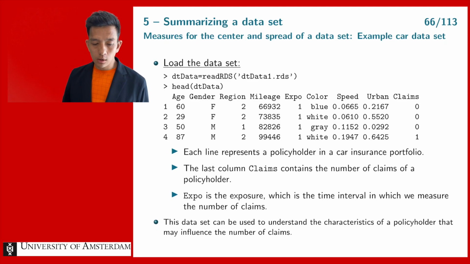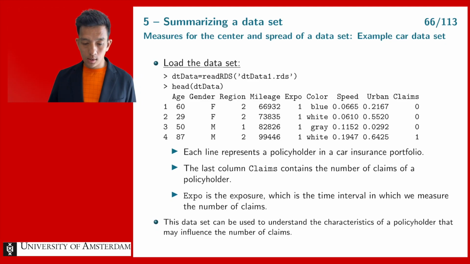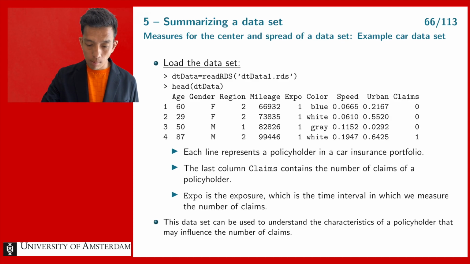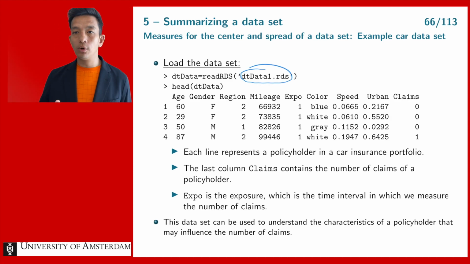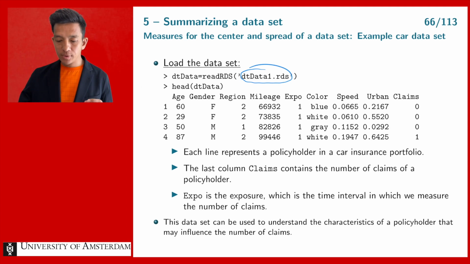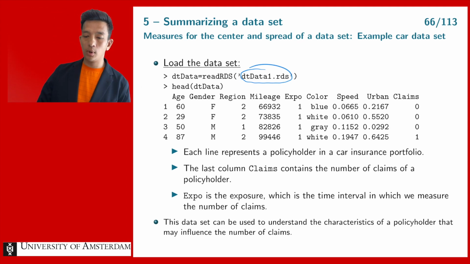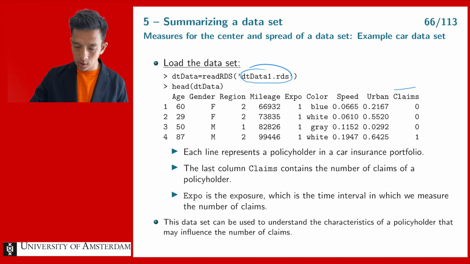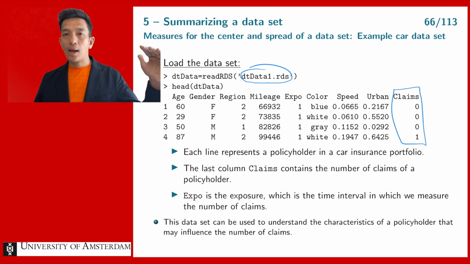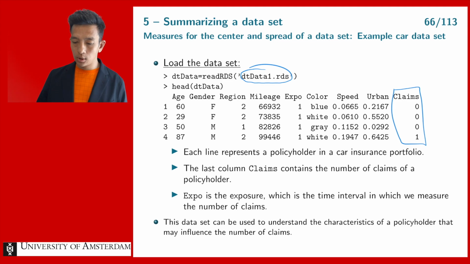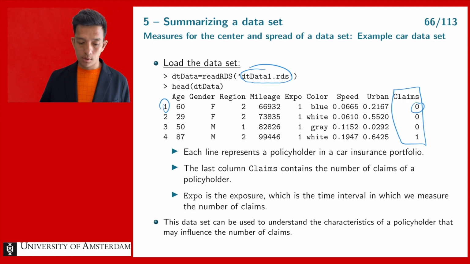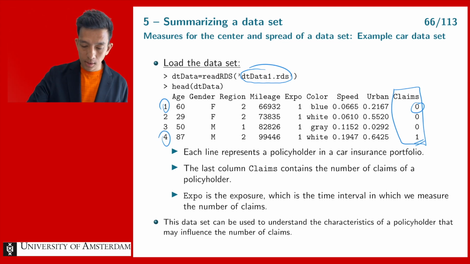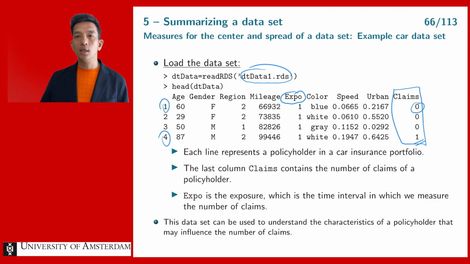Let me illustrate how you can summarize the data sets in R. So in this case, I'm loading this data set, which is a data set of an insurer that records how many claims someone has in a given year. So you see this last column here. Every line is a policyholder, and for example, the first policyholder has 0 claims, and this fourth policyholder had 1 claim. The variable expo is the exposure.